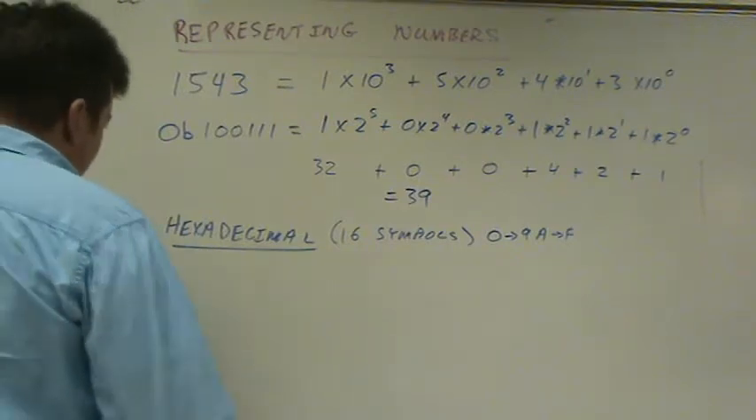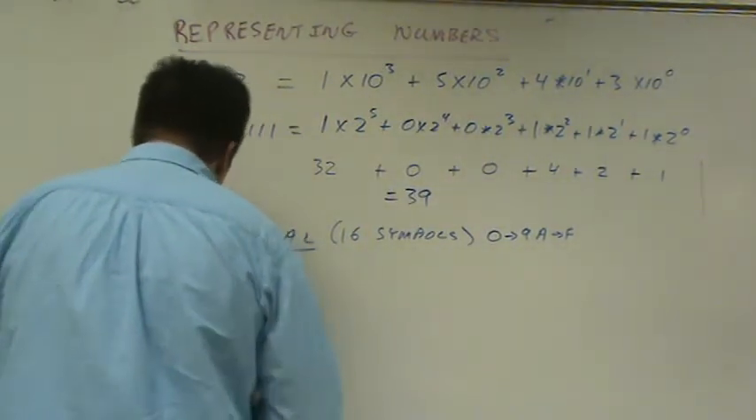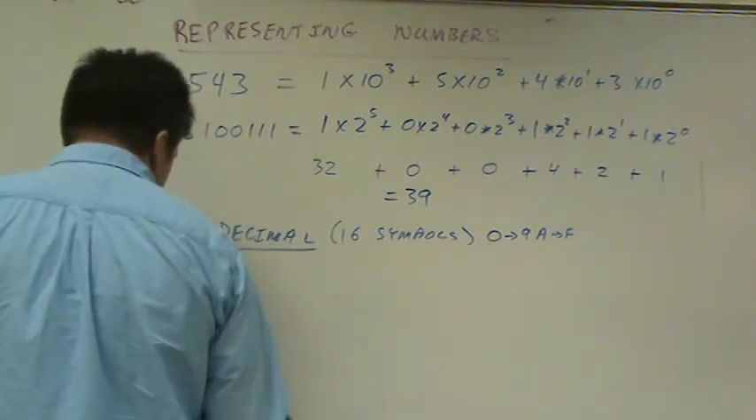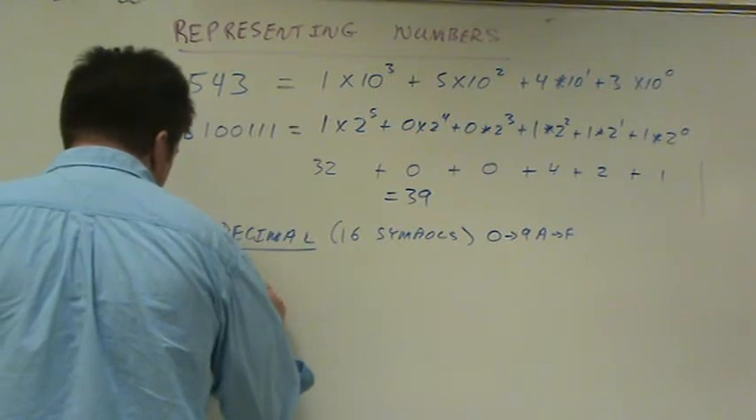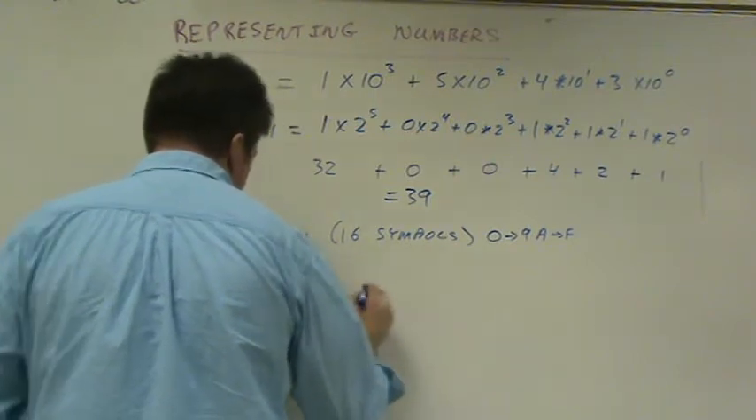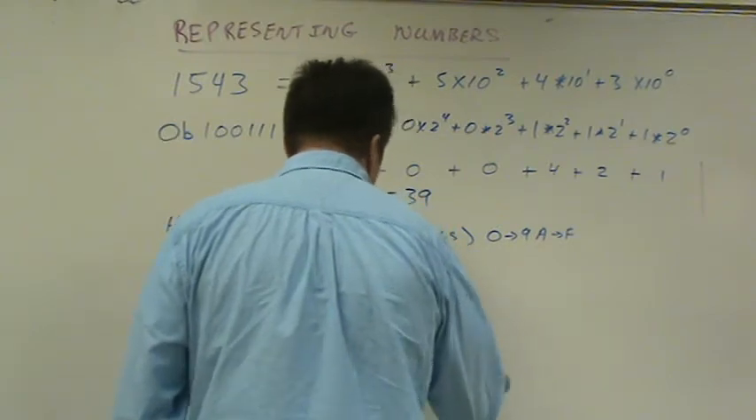So we could represent the number 6 in decimal. Let's do this. Why don't we have a chart? We could say decimal, binary, and hexadecimal.